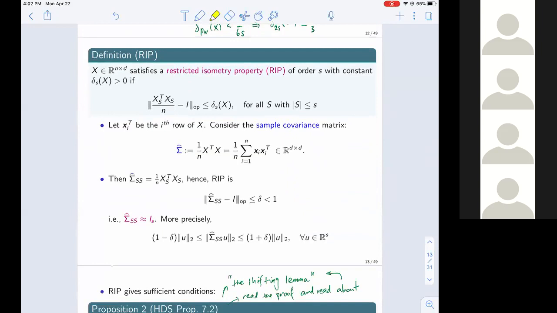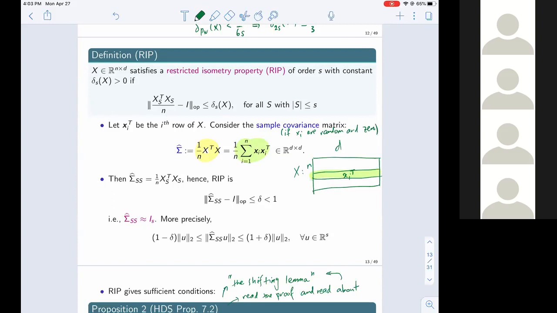But let's say I form this object. X is this matrix, n by d. If I call the ith row xi transpose, then you can verify that 1 over n X transpose X is basically 1 over n the summation of xi xi transpose. So if xi's are random and zero mean, then this is a sample covariance matrix.